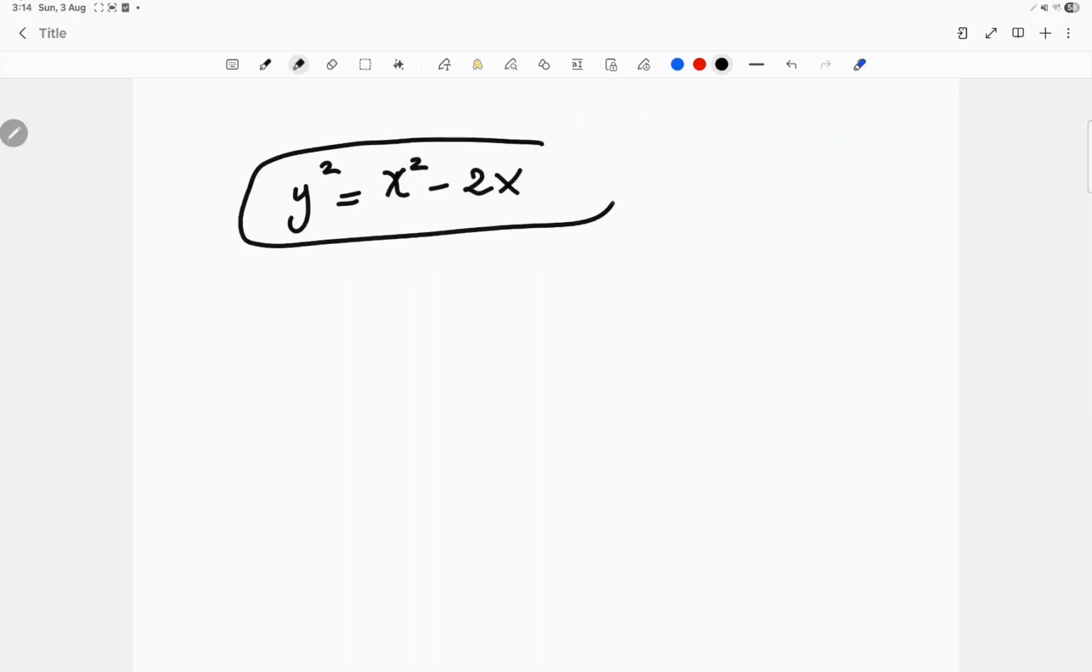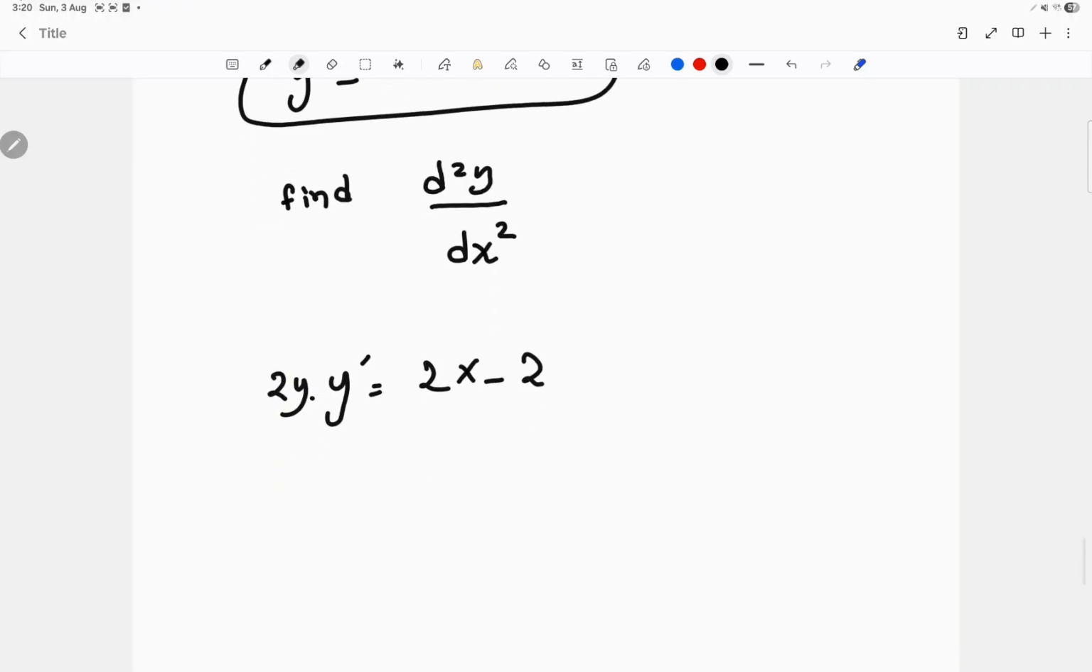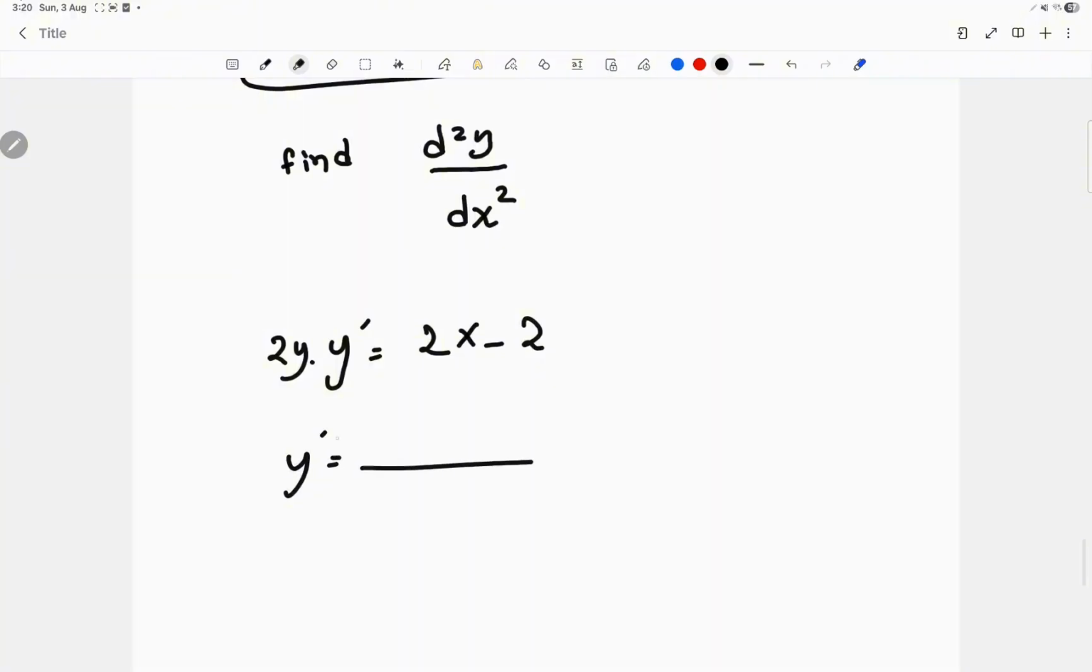So for this one, I want you to find the second derivative, not the first, the second. But to find the second, you must first find the first. So 2y y prime equals 2x minus 2. Y prime is equal to 2y here, 2x minus 2. Factor out the 2 to make your life easier.